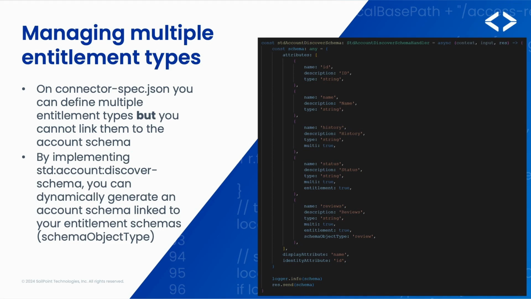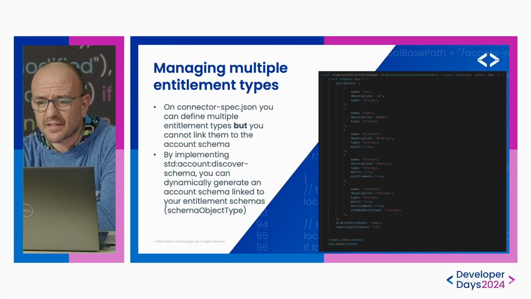If you look at the account schema attributes, you will notice the group attribute option. This only allows you to define a single entitlement attribute. It's best you don't use this option, and instead you tag your entitlement attributes with the schema object type option. That way, you can use multiple entitlement types. You can do exactly the same when implementing the account schema discovery operation, if you will.